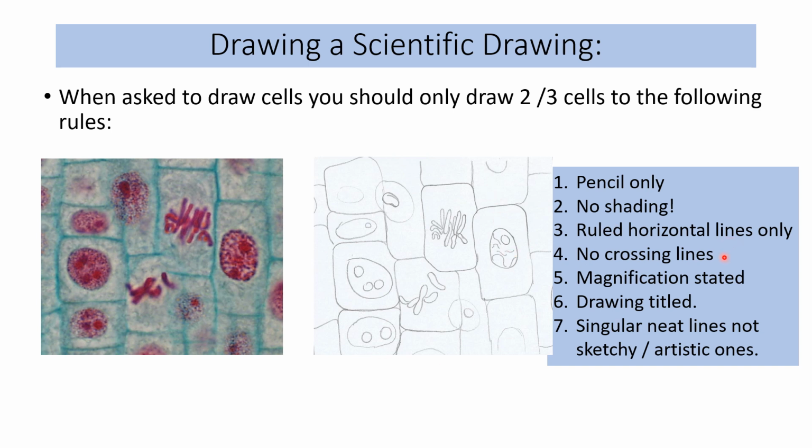There should be no crossing lines for the label lines. The magnification should be stated, which this one isn't. The drawing should be titled to show what it is, and there should be singular lines, which this diagram has got. So this diagram is good for the drawing, but not for the labels. No magnification, no title.